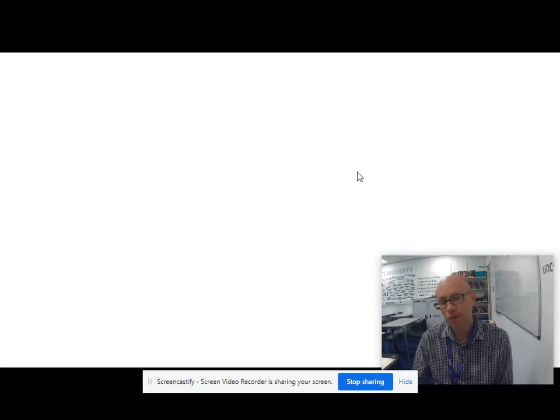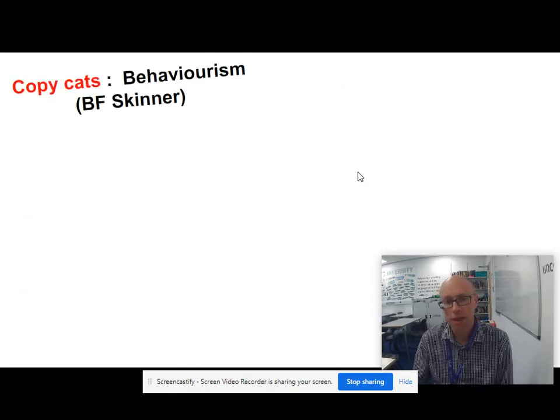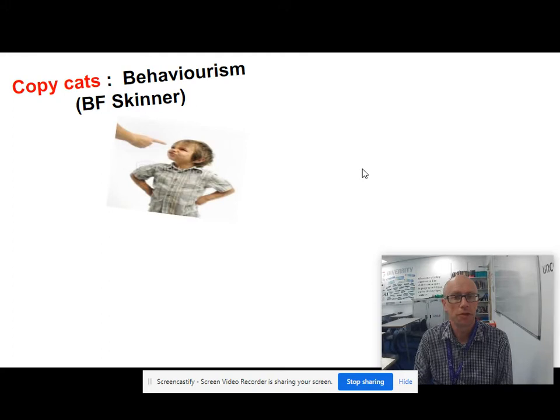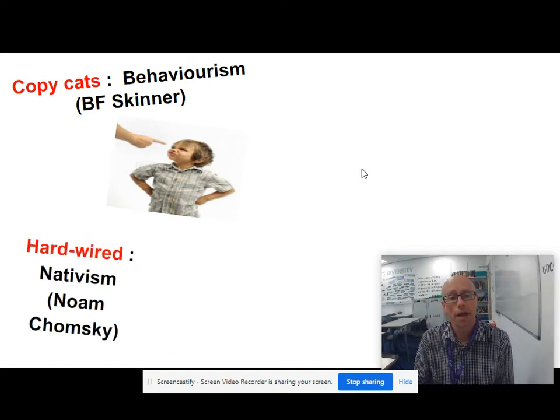Okay, so four explanations. What do you think? So we started off with the idea of copycats. This is behaviorism, the idea that children are just copying, imitating adults around them. And this was first put forward in the 1950s by an American psychologist called B. F. Skinner. We then have the idea of language being hardwired. This is nativism. So this was first argued by Noam Chomsky, also American, back in the 1950s.